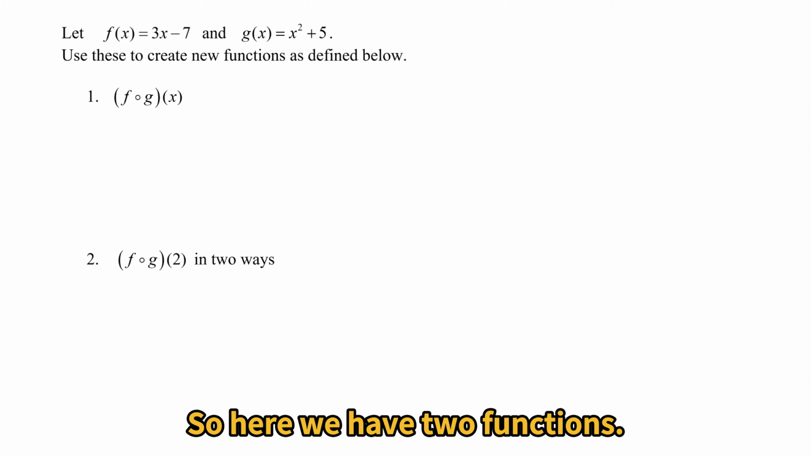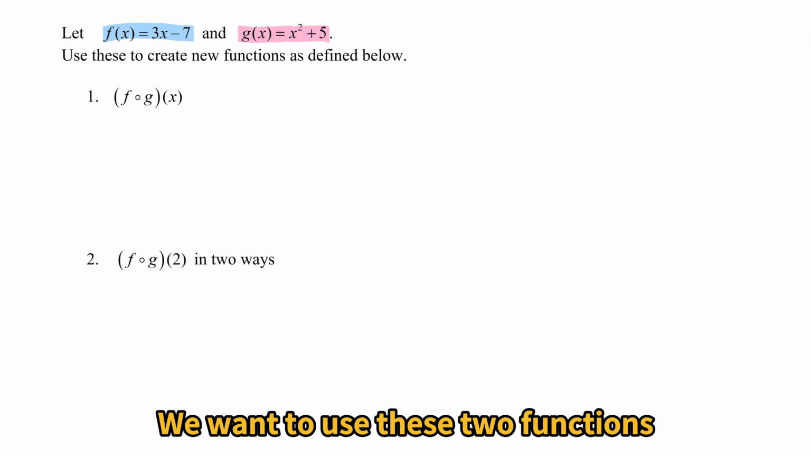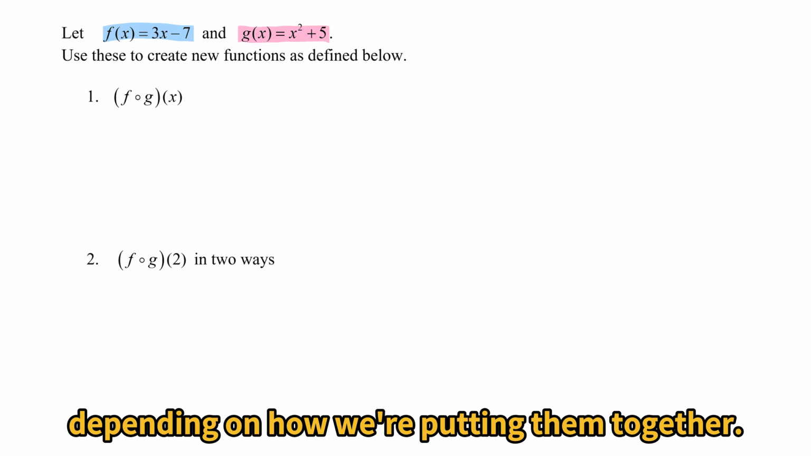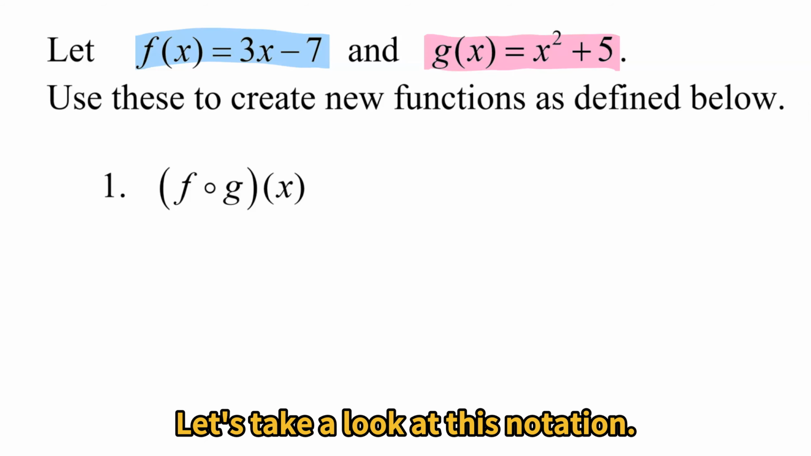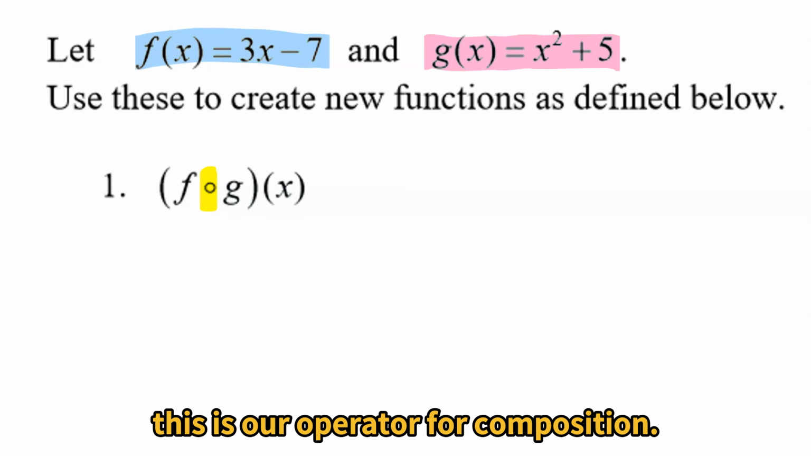So here we have two functions. f of x is 3x minus 7, and g of x is x squared plus 5. We want to use these two functions to create a new function, depending on how we're putting them together. So let's take a look at this notation. This circle here in the middle, this is our operator for composition.